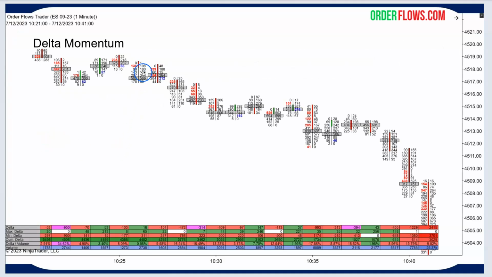It's still there, right? Even though you got some positive deltas, they're still relatively small. The momentum in terms of delta is negative: minus 103, minus 154, minus 400, minus 300, minus 400, minus 400, minus 900, minus 300, right? That's what you want to see as the market keeps going down.